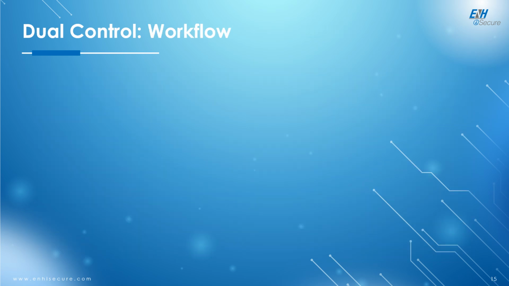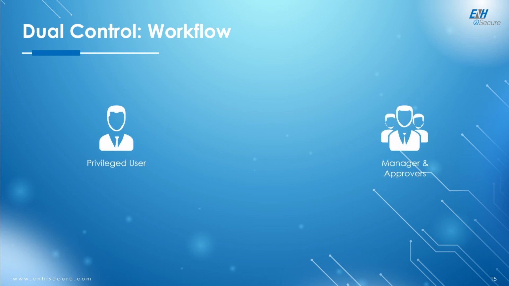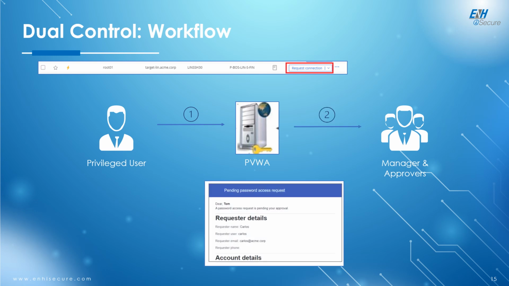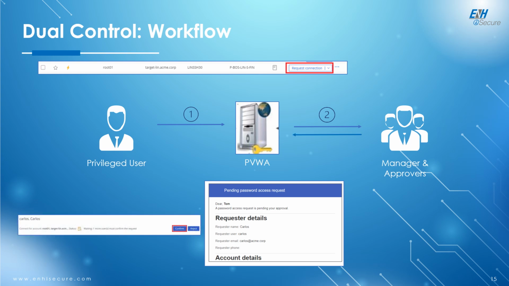Consider a scenario where dual control is configured. There are two types of actors: privileged users, and managers or approvers. When a privileged user wishes to access an account via the Password Vault Web Access (PVWA), they initiate the process by clicking the Request Connection button. This action triggers a notification to the manager or approver of the privileged user via email, and the incoming request is displayed in the PVWA. Upon receiving the request, the manager or approver verifies the details. After confirming the request, the manager or approver approves it. Once the request is accepted, the privileged user is granted access to connect to the account.